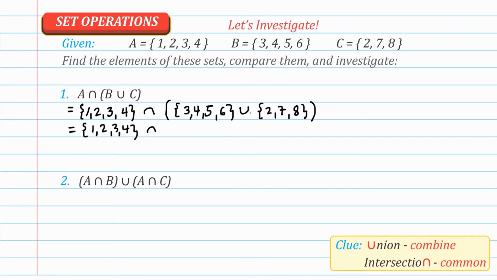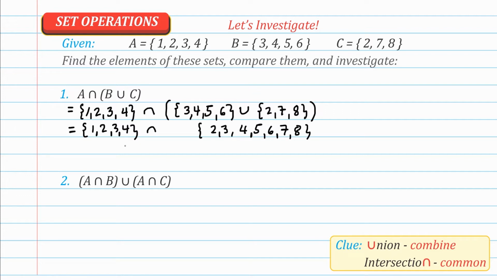Next, let's get the union of these 2 sets. Take note, to get the union of these 2 sets, what is our clue again? Our clue is union means we combine. Combining meaning pagsamahin. Pagsamahin si 3, 4, 5, 6, and 2, 7, 8. Take note, pag pinagsasama yan, kailangan arrange natin in increasing order para hindi tayo malito. So we should write 2 first. Okay. The union done. What do we do next?